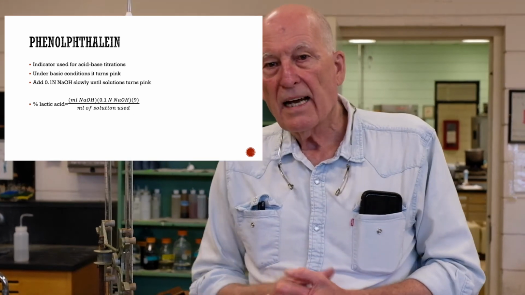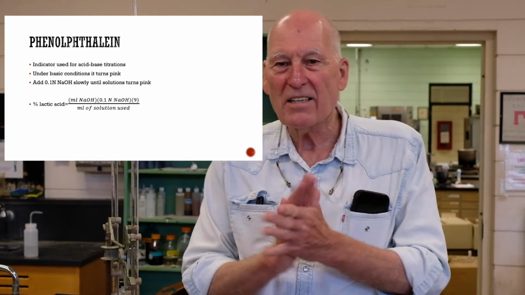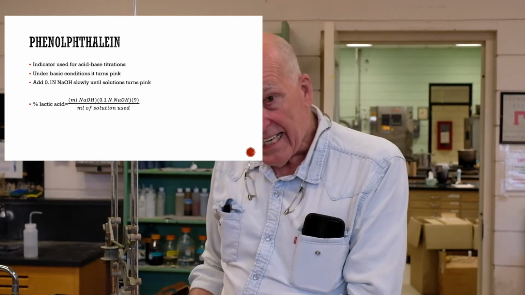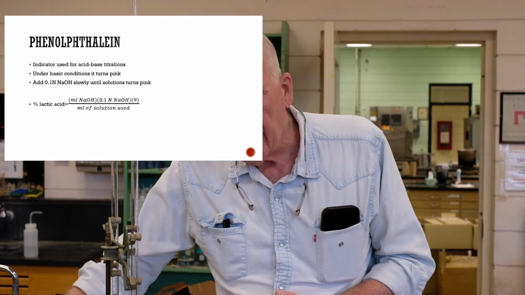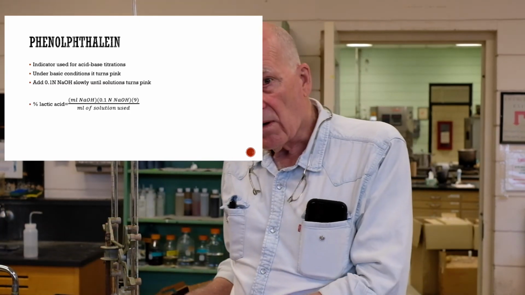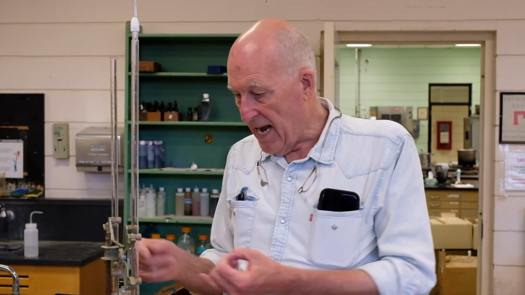So to calculate how much lactic acid there is, in the numerator, we're going to multiply the volume used to get to the pink times the normality of the sodium hydroxide times the equivalency of lactic acid, which is 9. The denominator is the volume of sample we put in there, which is 20. We're going to divide by that, and then we're going to come up with percent lactic acid. Simple.